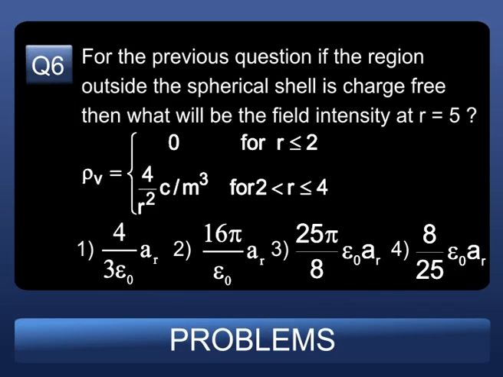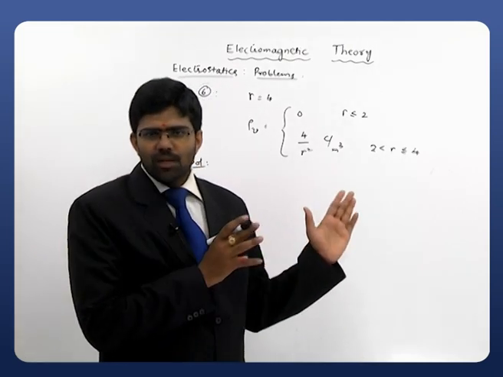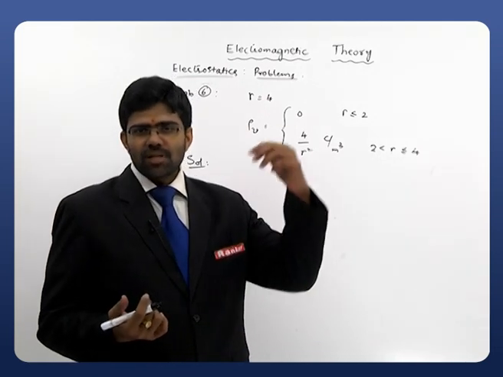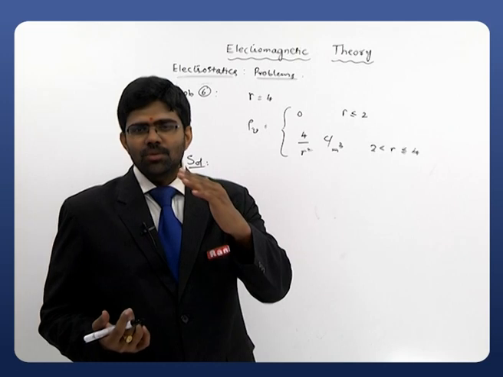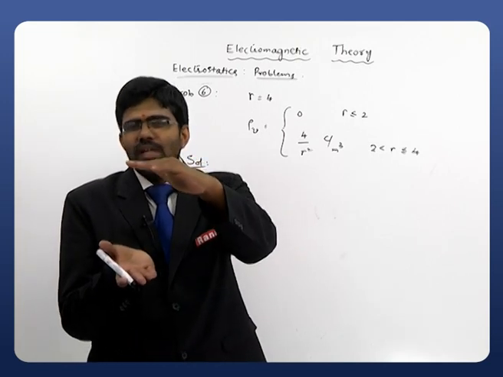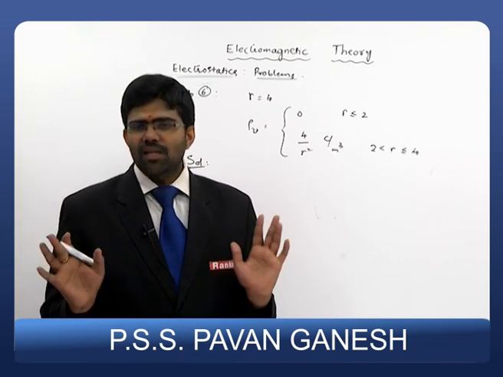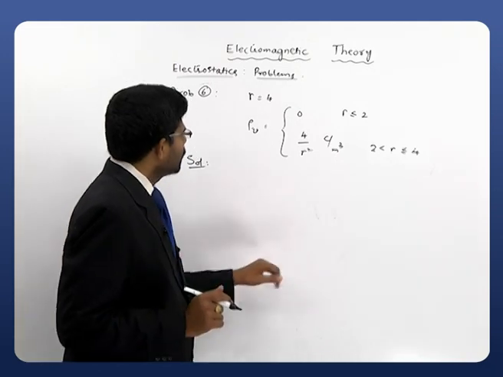Question number 6. For the same question given in our previous problem, if the region is outside the spherical shell, then what will be the electric field intensity at R equals 5? That we need to calculate, the electric field intensity at radius equals 5 for the given charged shell. The same data was given, but here we need to calculate the electric field intensity at a different location. In the first case at R equals 2, in the next R equals 3, in between the two spheres we calculated the electric field intensity. Now beyond all this, at R equals 5, we are supposed to calculate the electric field intensity. So the same data was given.